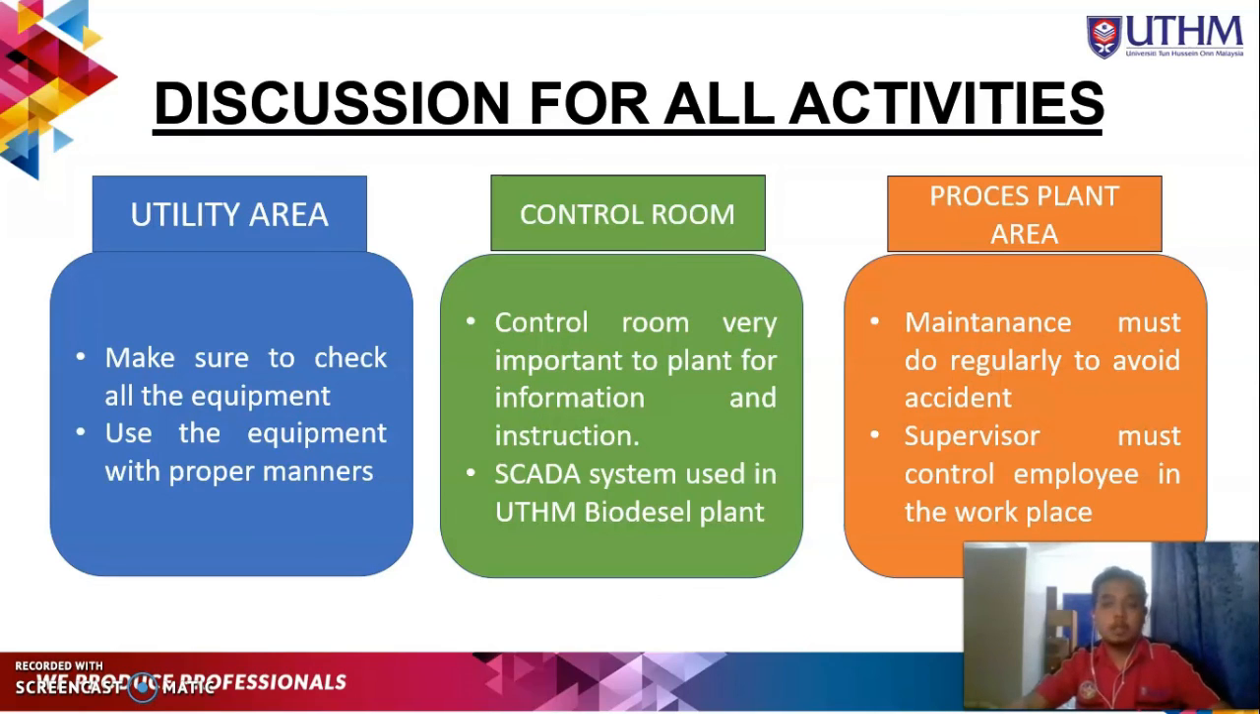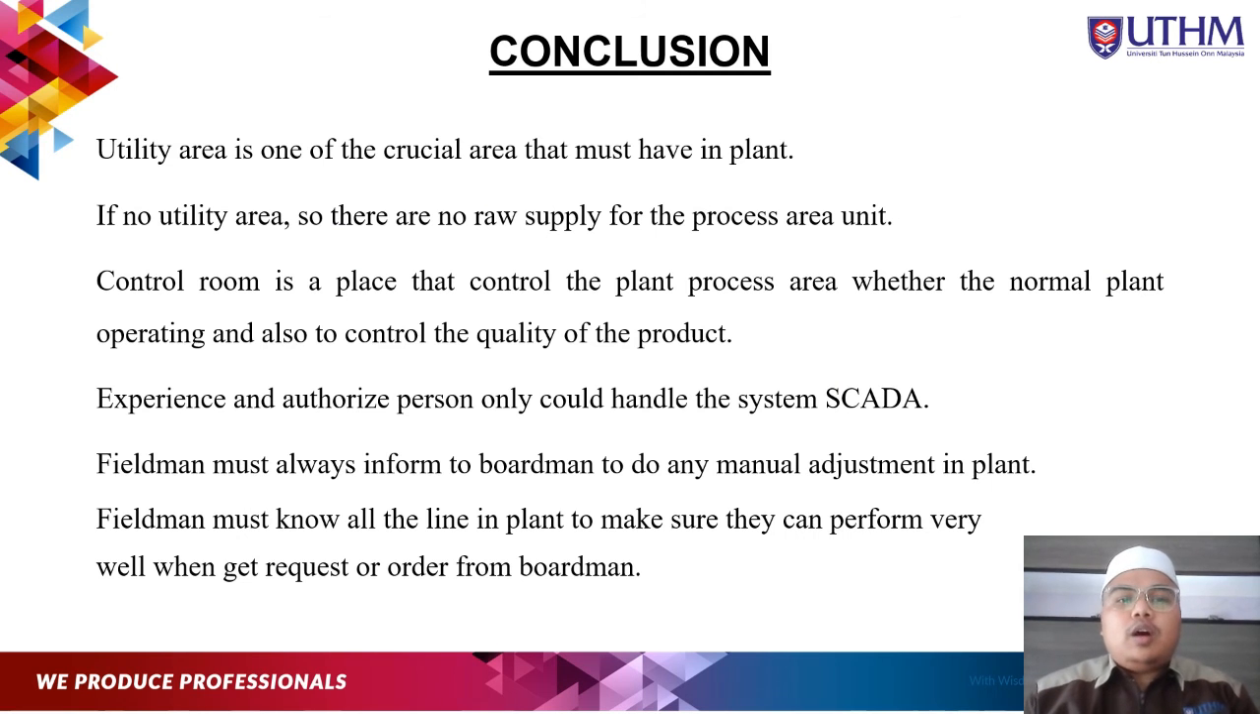And we go to the process plant area. Maintenance must be done regularly to avoid accidents. We must do the maintenance following the schedule that is given for the equipment. And the supervisor must control employees in the workplace to avoid any fatalities and injuries to the staff. For the conclusion of this utility area, it is one of the crucial areas that must be in a plant. If there is no utility area, there is no raw supply for the process unit area.